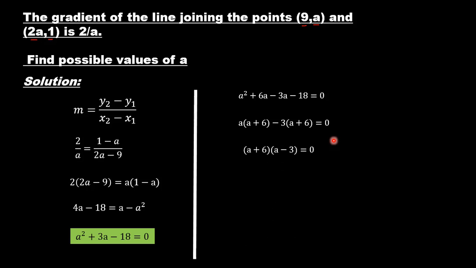If we take a plus 6 common, we will have two factors: (a plus 6) times (a minus 3) equals 0. Now these two are multiplied and the answer is 0, so either this has to be 0 or this has to be 0. So a plus 6 equals 0 or a minus 3 equals 0, and this will give us the two different values of a. That was what the question demanded.